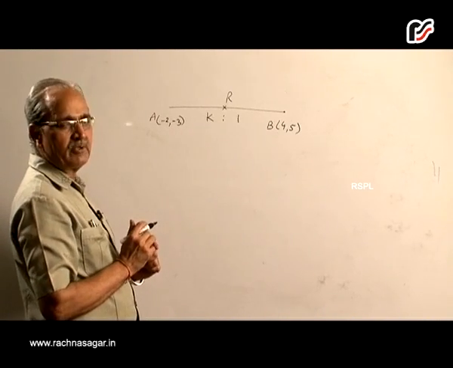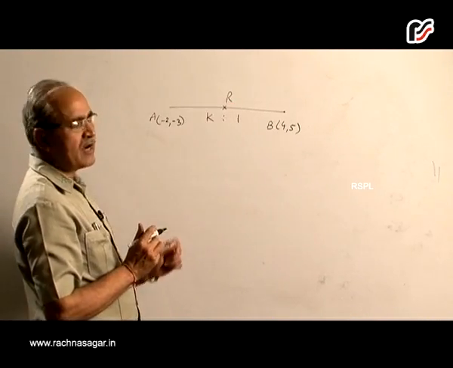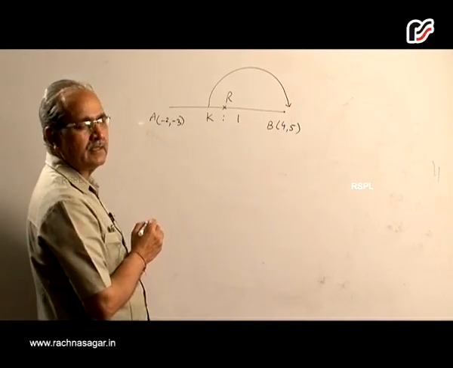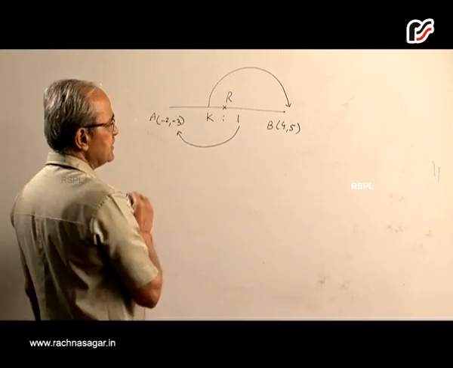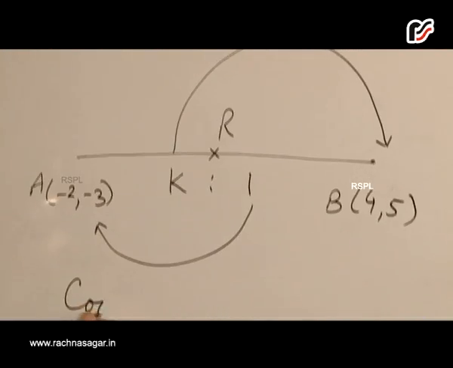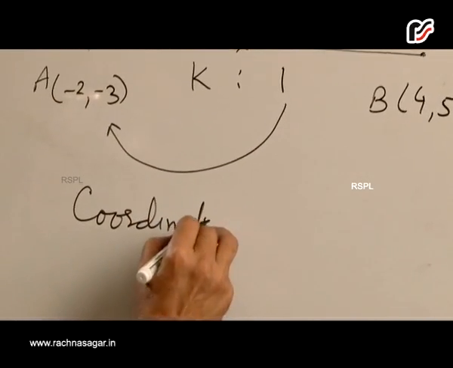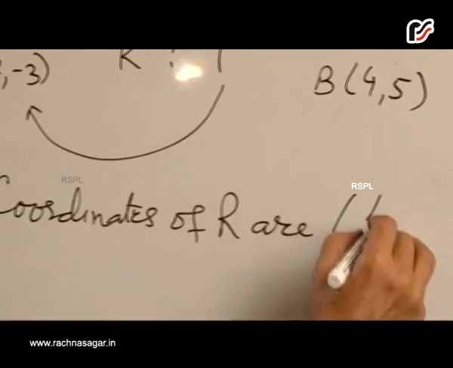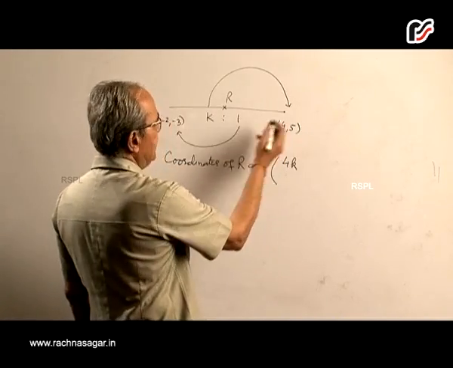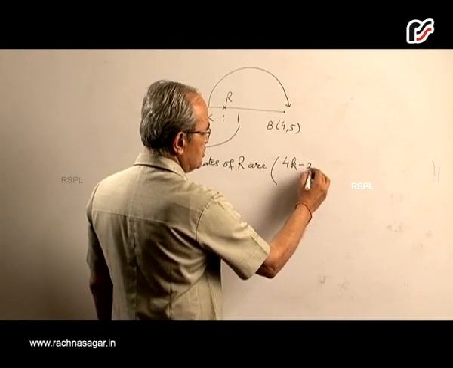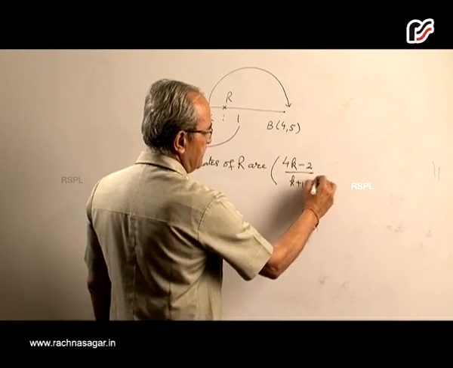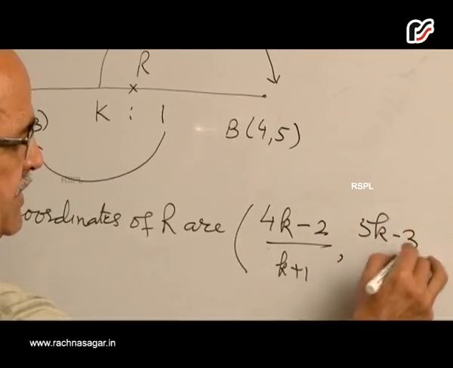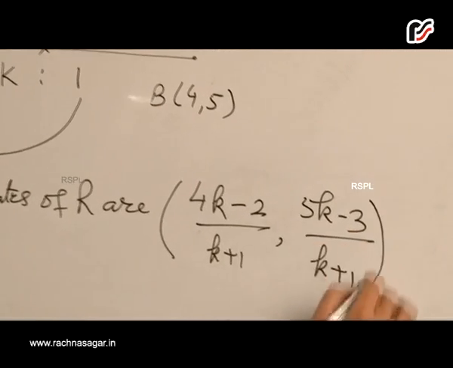Then using the section formula, we will find the coordinates of R. k will get multiplied this side and 1 will get multiplied this side. So the coordinates of R are (4k, k is multiplied here, 1 into -2, so 4k - 2, divided by k + 1), and (5k - 3) divided by k + 1.